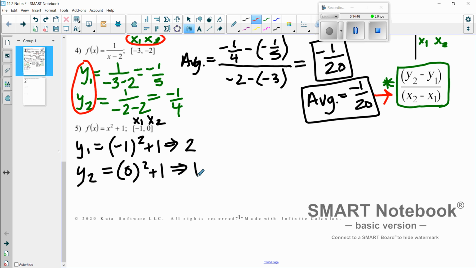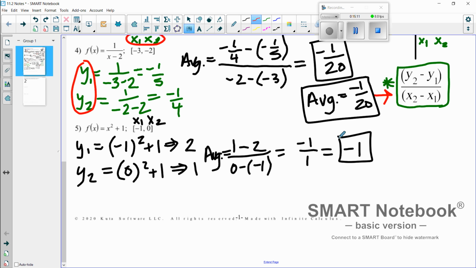Okay, now let's use the slope formula. So there you are. Maybe you want to do this type of thing like we did in the first one. The average rate of change equals that slope formula we just plugged in, y2 minus y1 over x2 minus x1. Well, this is just negative 1 over 1, which is just negative 1.